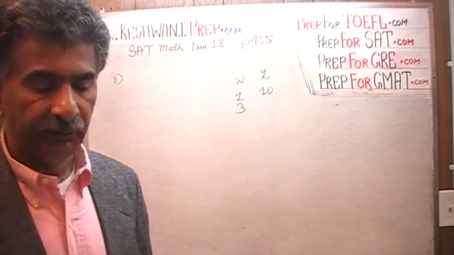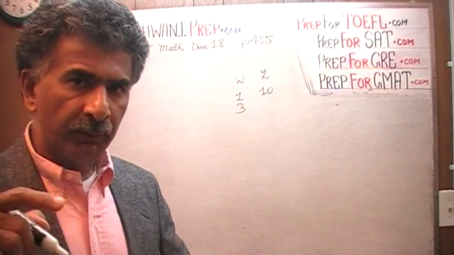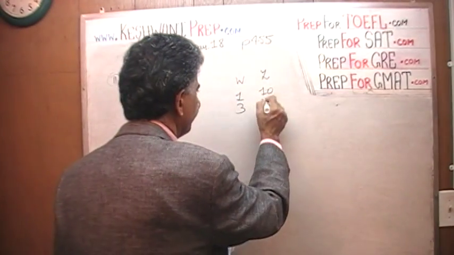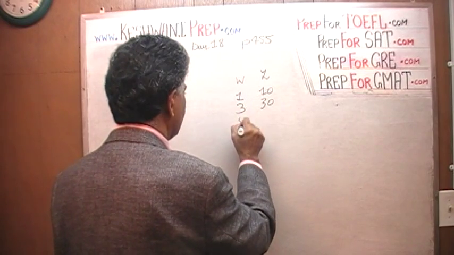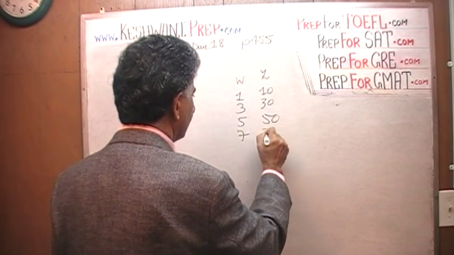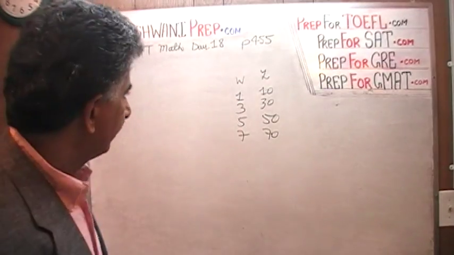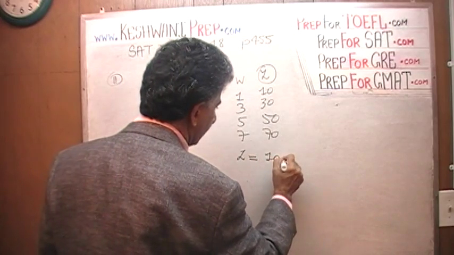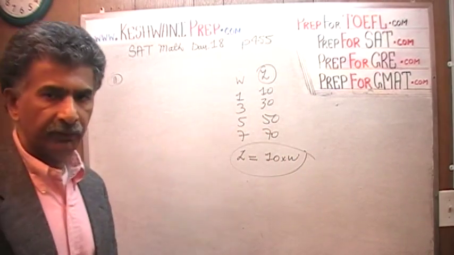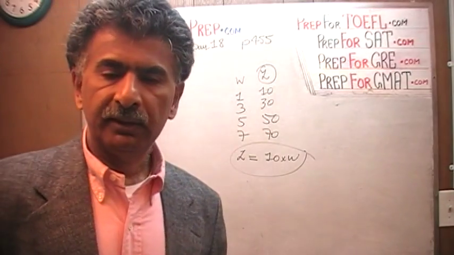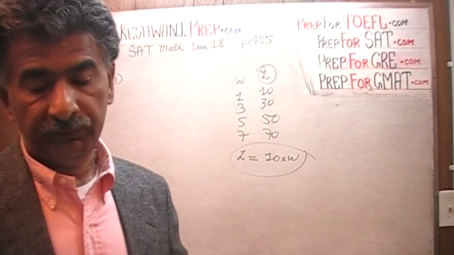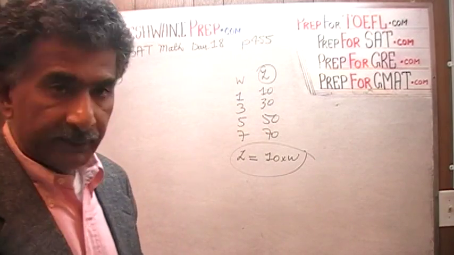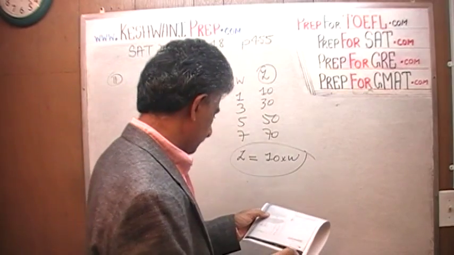What's the length of the fish when it is 3 weeks old? You don't have to do every single one of them, just a few points. When it's 3 weeks old, you will see that it is 30. When it is 5 weeks old, you will see that it is 50. And when it is 7 weeks old, it is 70, and so on and so forth. What we find is that the length of the fish is always 10 times its age in weeks. So if the fish is 4 weeks old, it's 40 inches long. That's how it grows. That's it, we're done. The answer is D.